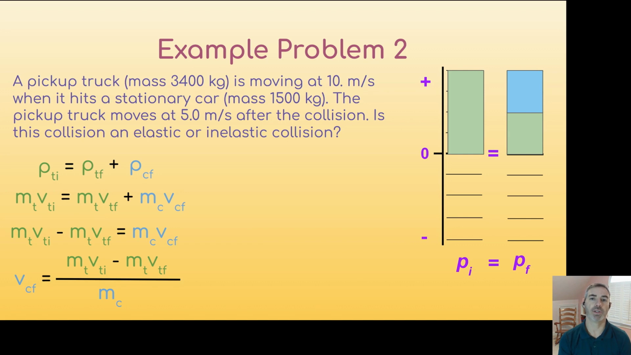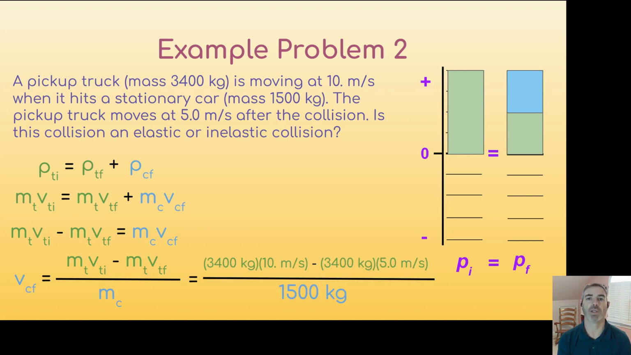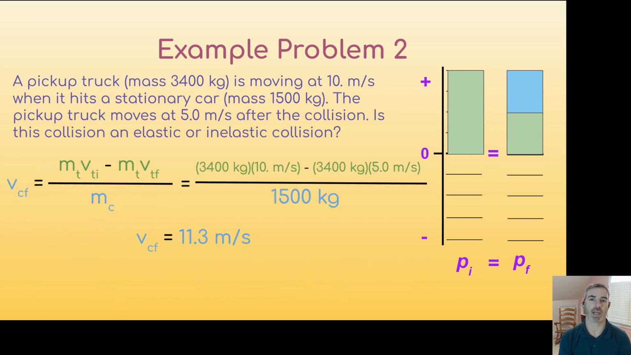Then we can substitute in the values for our masses and velocities for the truck and the mass of the car. Then we can do our calculations and find that the final velocity of the car is 11.3 meters per second. Now we have to answer the question: is this an elastic collision or an inelastic collision?